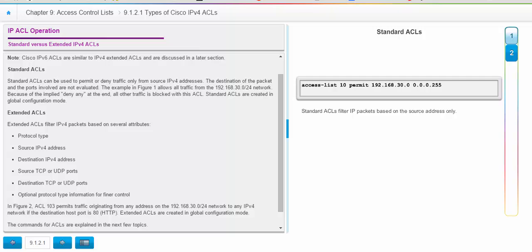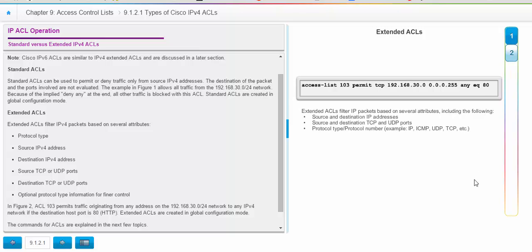Here in this example we see the standard ACL, and it filters IP packets based on the source address only. It says access-list 10 permit the network 192.168.30.0, and we've got our wildcard mask there, which is going to let everything in that 24-bit network in.